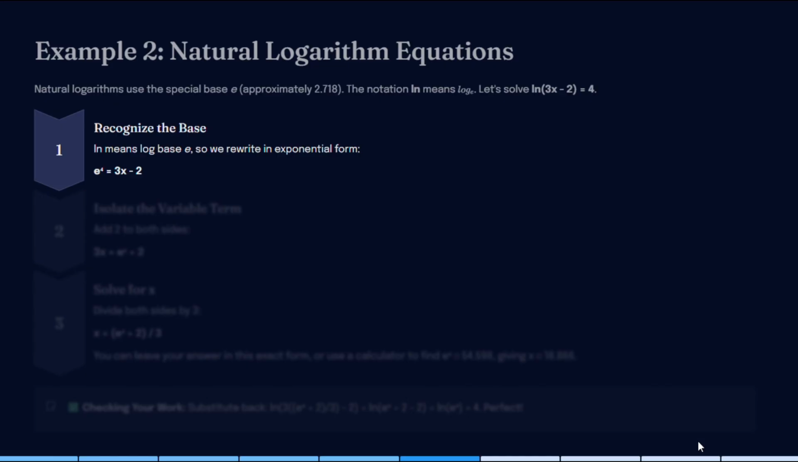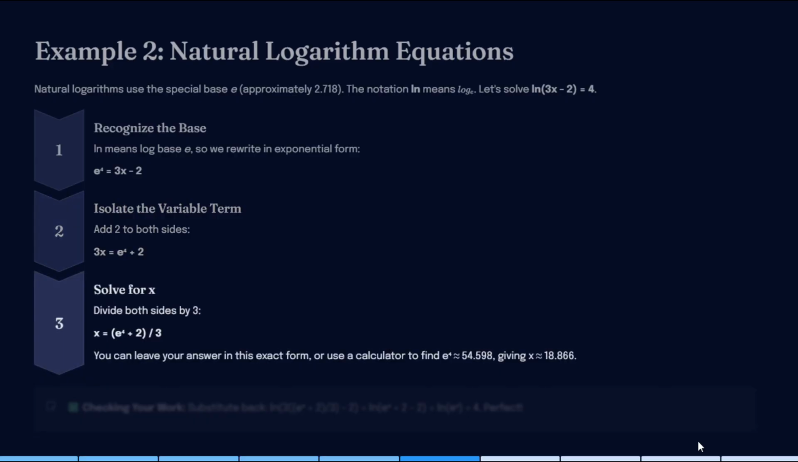The equivalent exponential form of ln of 3x minus 2 equals 4 is e to the power 4 equals 3x minus 2. Now, in order to solve for x, we must isolate the variable term on one side of the equation. So we will add 2 to both sides. So our equation becomes e to the power 4 plus 2 equals 3x. Now, in order to solve for x, we must divide both sides by 3. So x equals e to the power 4 plus 2 divided by 3.